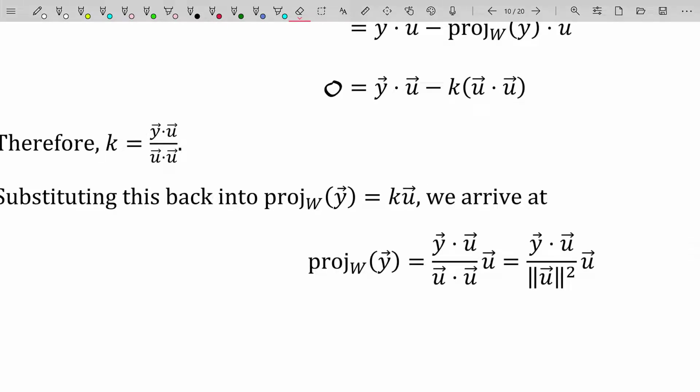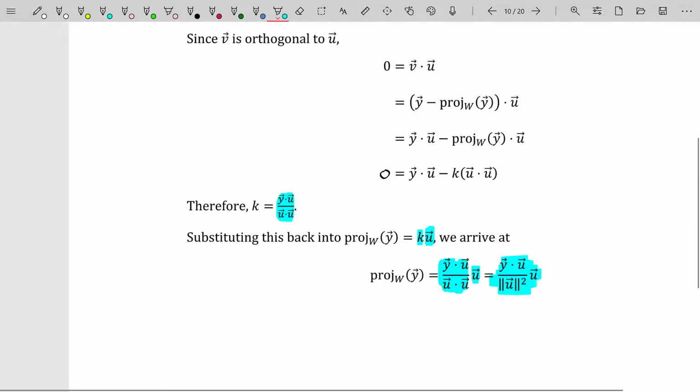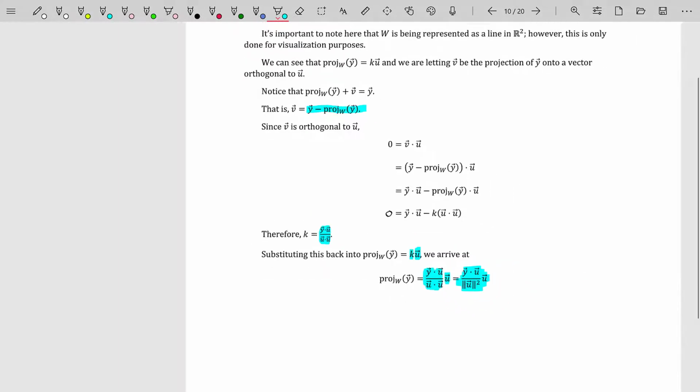The orthogonal projection of y onto w is just k, which we've just discovered is y dotted with u over u dotted with u. And then remember, that's just k. We still have to multiply by the vector u. And by the way, that denominator u dot u is just the magnitude of u squared. And there we have proven it. That's actually not too bad.